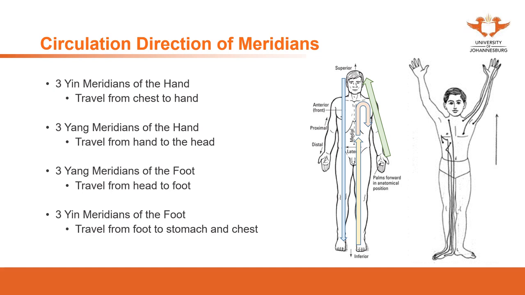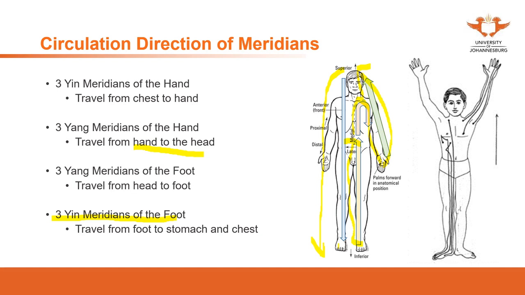The three yin meridians of the hand travel from the chest to the hand. So it goes from here to the hand. The three yang meridians travel from the hand to the head. The three yang meridians of the foot travel from the head to the foot, all the way down. The three yin meridians of the foot travel from the foot to the abdomen and chest. And you can see the circulation here actually. When you go back to the chest, it becomes a circle.